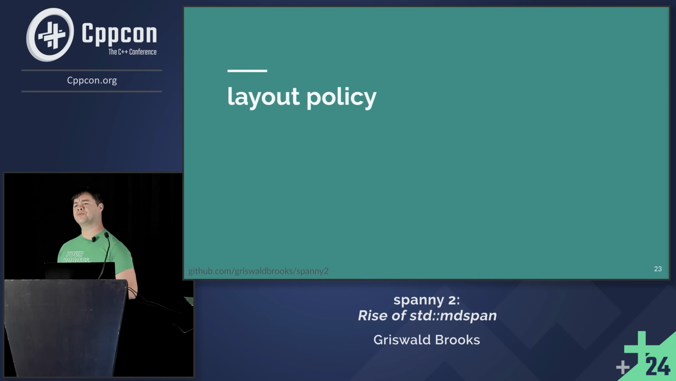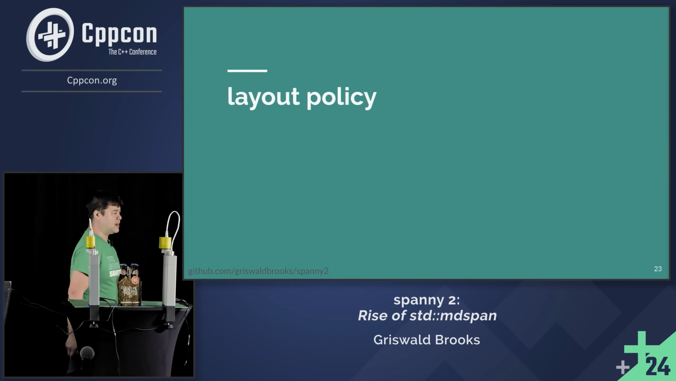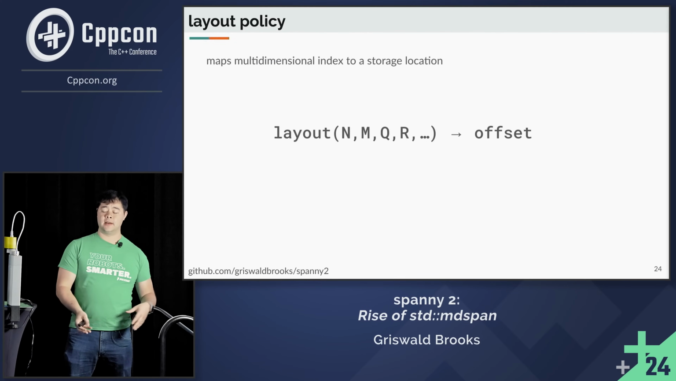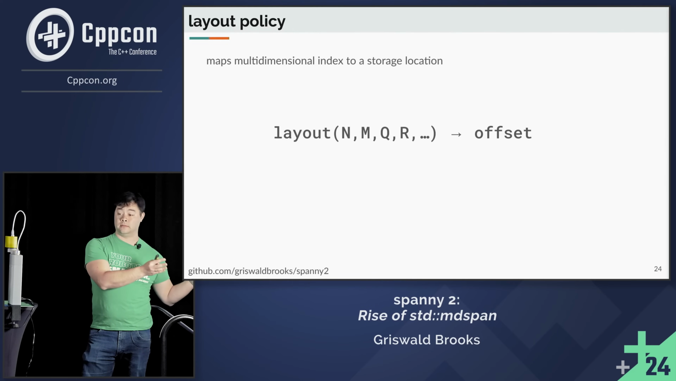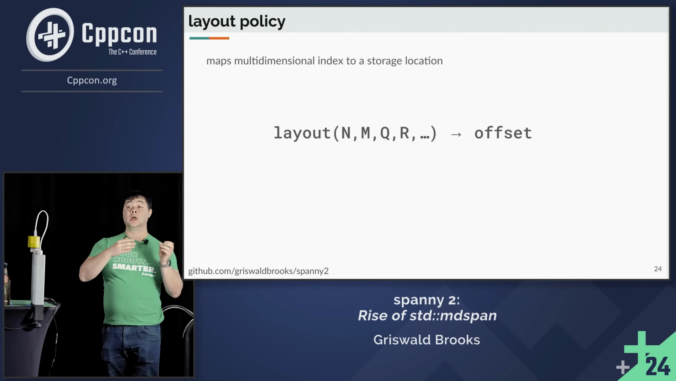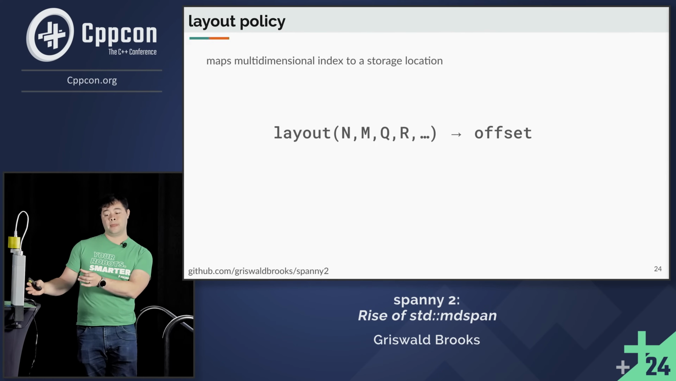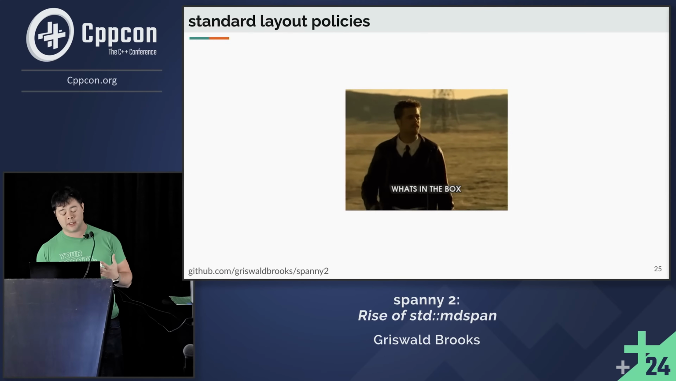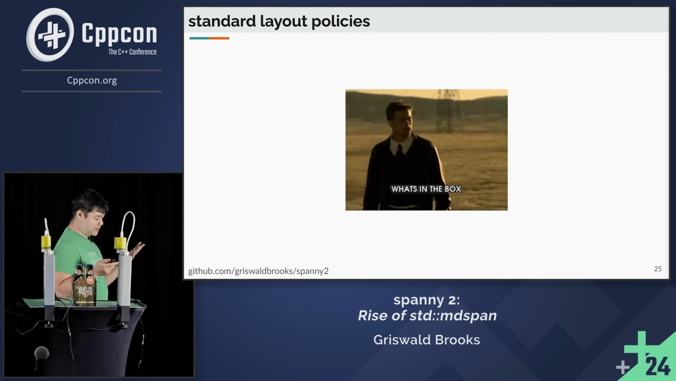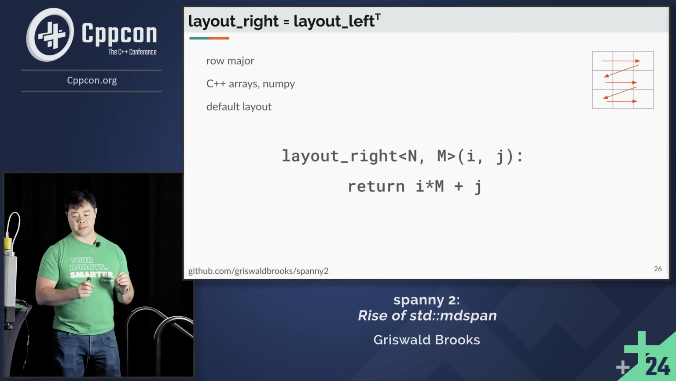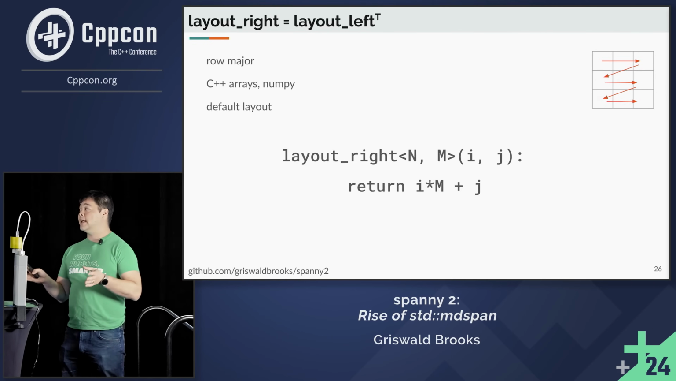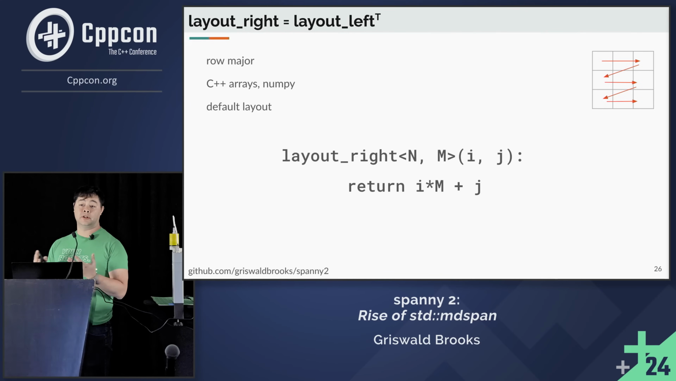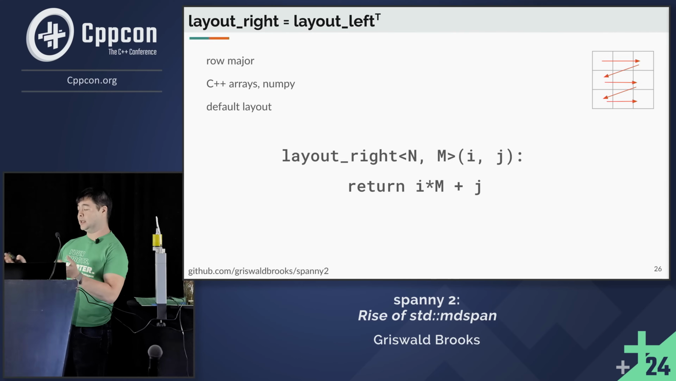So that's the overview. Let's go one step further into the layout policy. To reiterate, the layout policy maps multidimensional indices or one-dimensional indices to some storage location, right? There's a couple of default layouts that come with the standard. There's 3 as far as I know. There's layout right. Layout right is that row major layout, and this is actually the default. If you don't specify a layout when you make an mdspan, you get layout right.